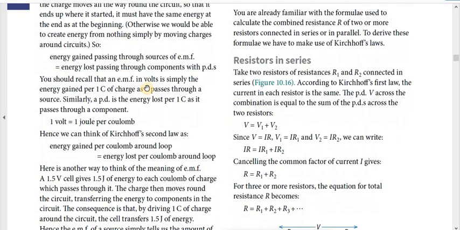Okay, so you should recall that an EMF is simply the energy gained per 1 coulomb of charge as it passes through a source. Similarly, a potential difference is the energy lost per 1 coulomb of charge as it passes through a component. Now you have to know the definitions. You should know what is EMF, what is potential difference. In the previous chapters they have explained that, so make sure you know the definitions.